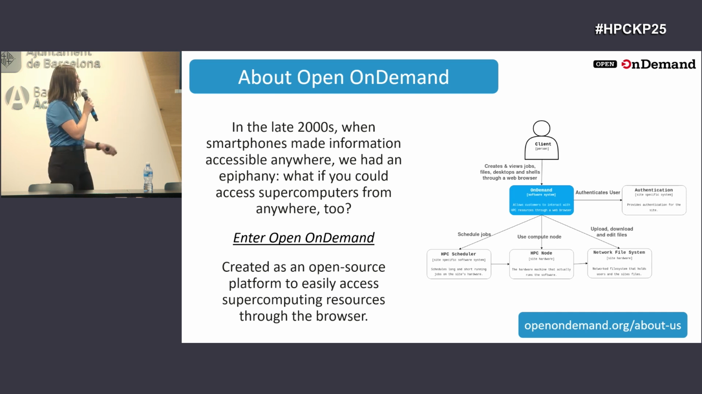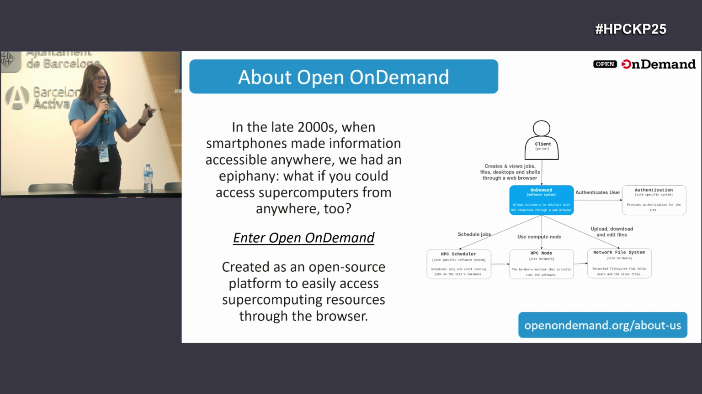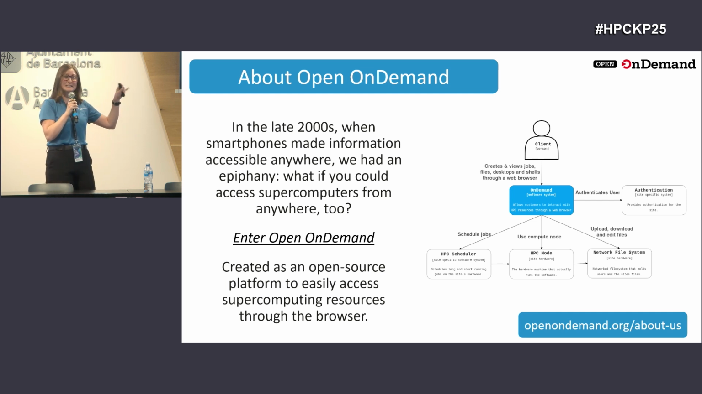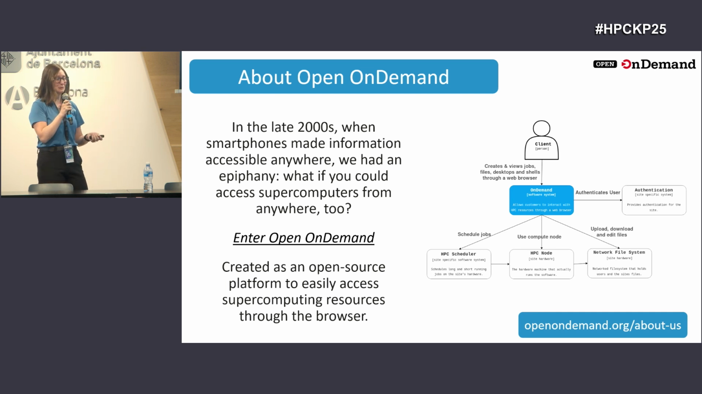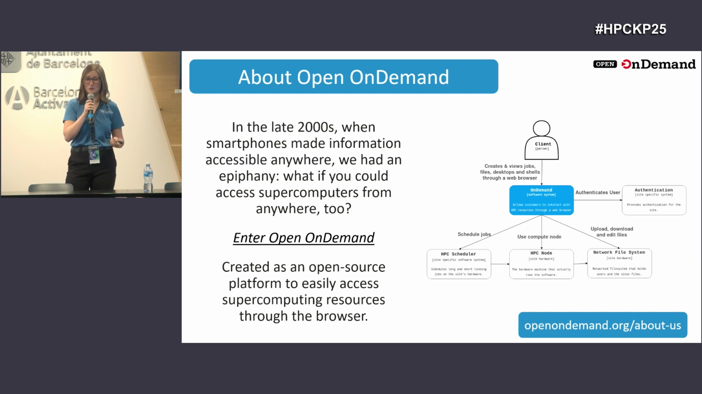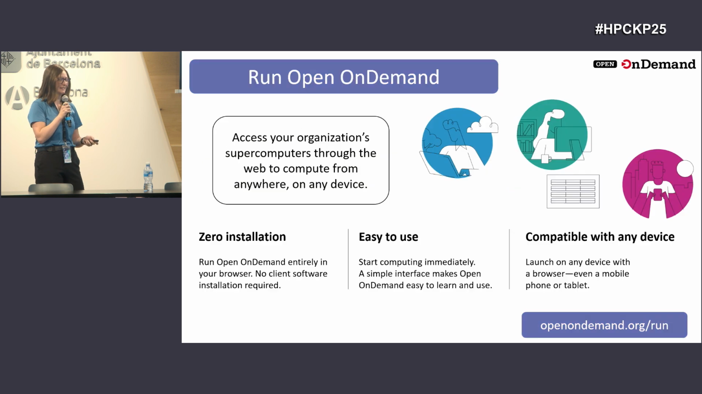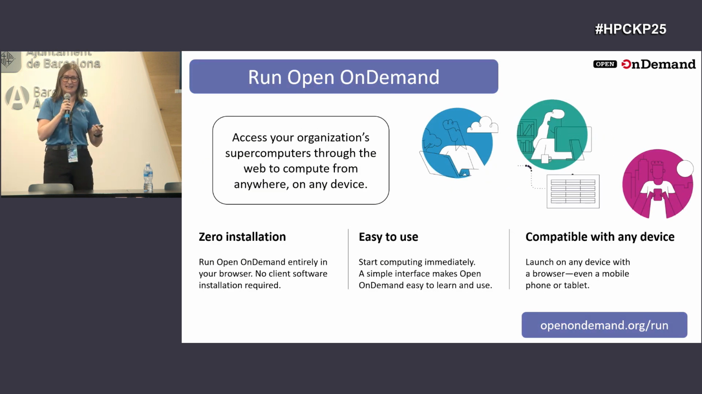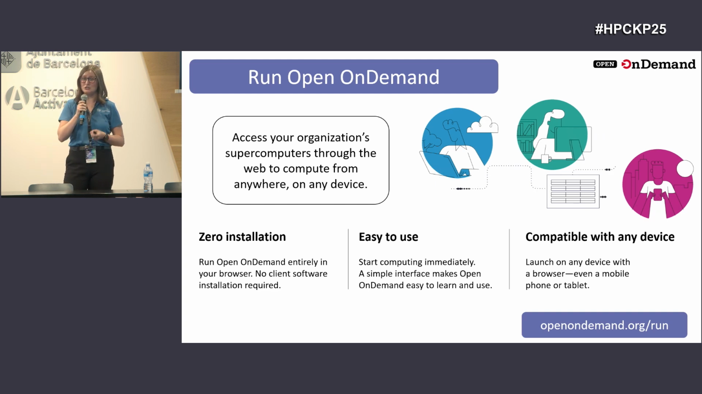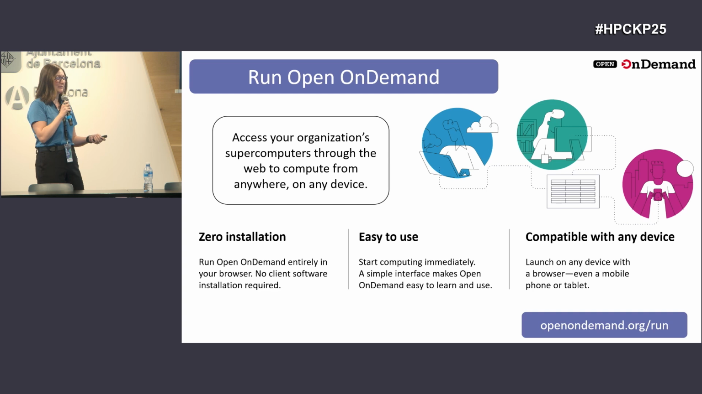And this is a really basic demo diagram to show you that Open OnDemand is that blue square where the client can access Open OnDemand and access a compute cluster. It plugs into your authentication via Apache modules, and it's really as simple as that. The first main way that you can engage with Open OnDemand is as a client, as a user. You can access your organization's supercomputers from the web to compute on any device, anywhere.